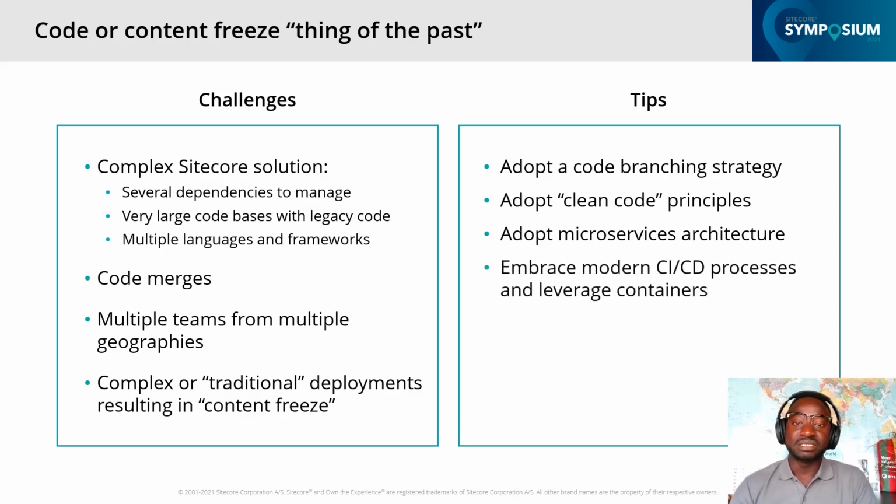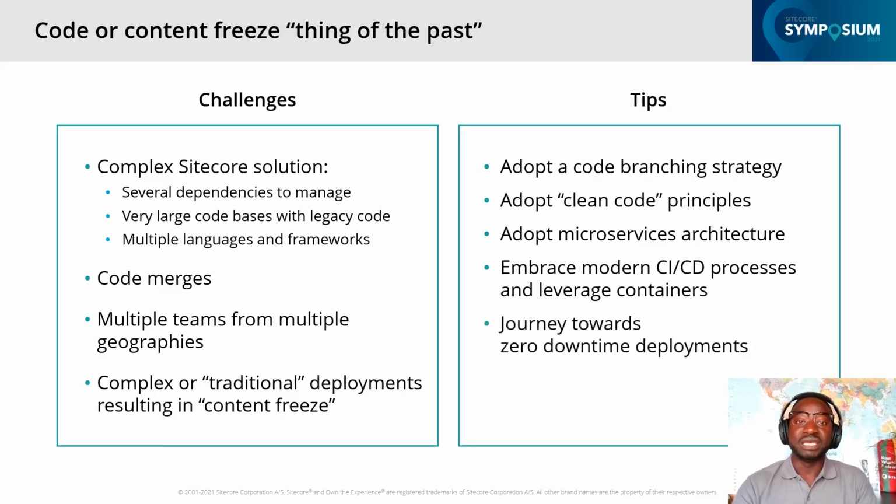Another tip to share here is modernizing your CI/CD processes and taking advantage of automation tooling. A good example is that using automated testing can significantly reduce the bugs you have in your Sitecore code base. Also, using containers, for instance, will allow you to manage dependencies better and to deal with multiple languages or frameworks. One more tip: later on in this presentation, I'll show you how to resolve the issue of Sitecore content freeze by embracing zero downtime deployments.